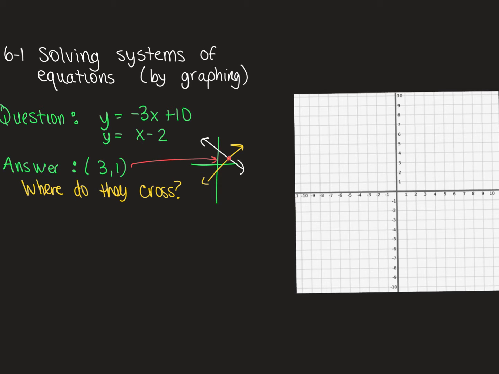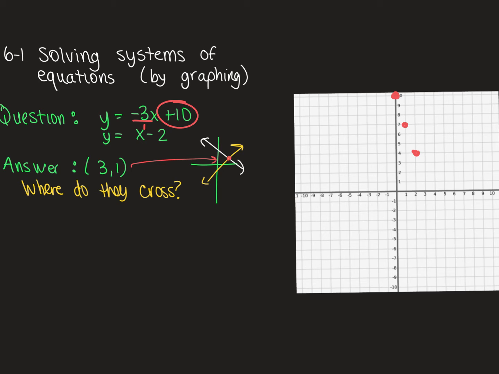All right, so I've got my coordinate plane. My first dot is going to be up here at 10. My next dot is going to be down 3, right 1, down 3, right 1. I'm not sure how many dots I'm going to need, so I'm just going to hold tight. I could draw the line with the arrows, but I'll hold tight and see where they are going to cross.